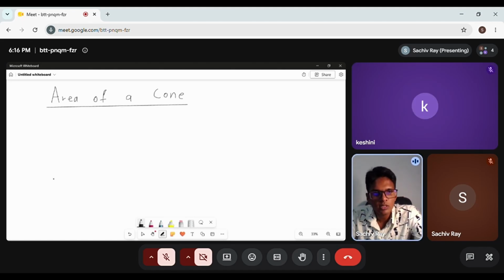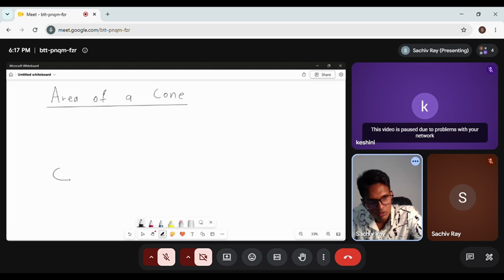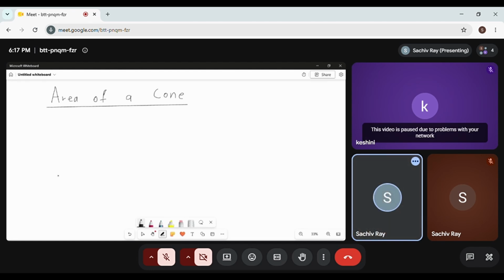Now I'll try my best to draw a cone. Sort of. It's too small.